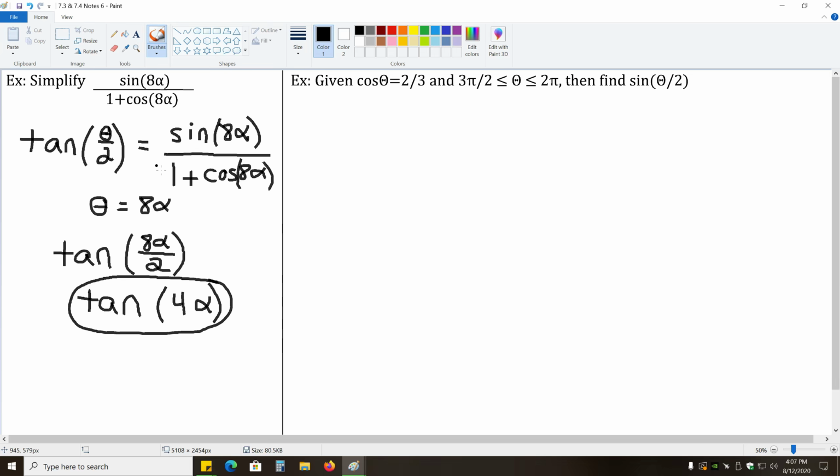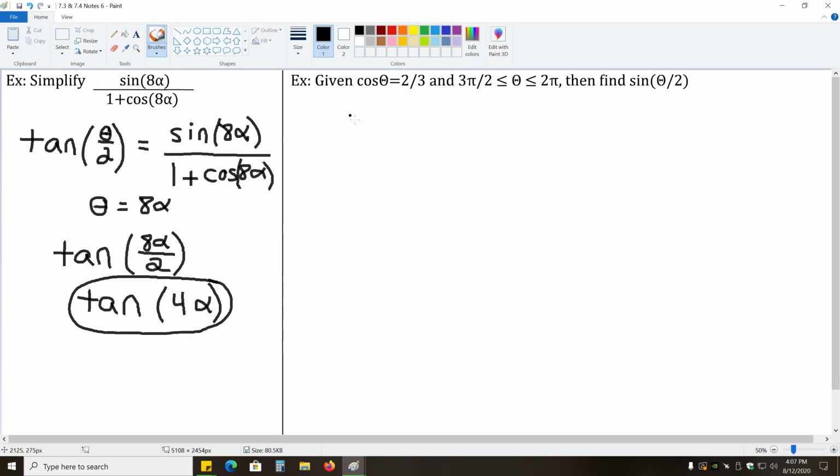So this is really a quadruple identity for tangent. Tangent of 4 alpha is equal to sine of 8 alpha over 1 plus cosine of 8 alpha.